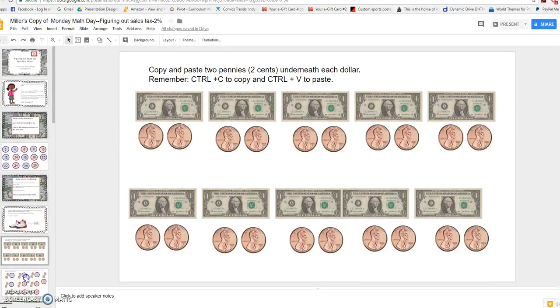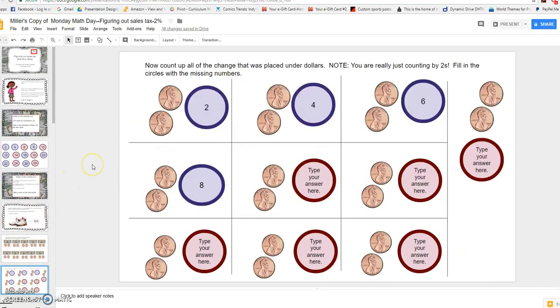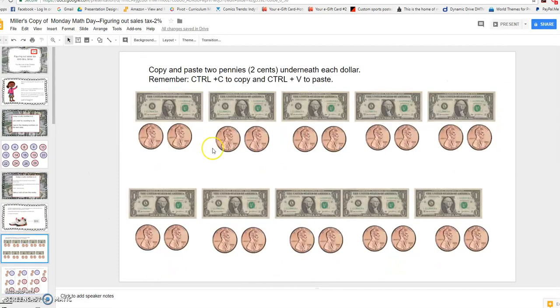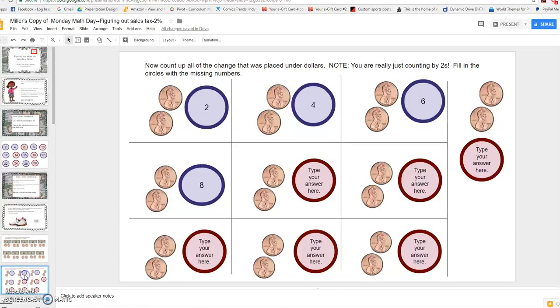Okay, so right here, we're going to count up all of the change that was placed under the dollars. So I simply took what was here and I put it on this next slide for you. Let's go ahead and fill in the missing numbers. We have 2, 4, 6, 8, 10. I'm counting the number of cents that I have. Right here is going to be 12. Here is 14. Right here is 16.